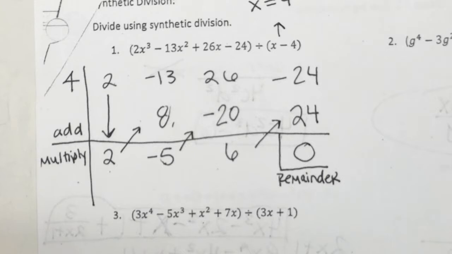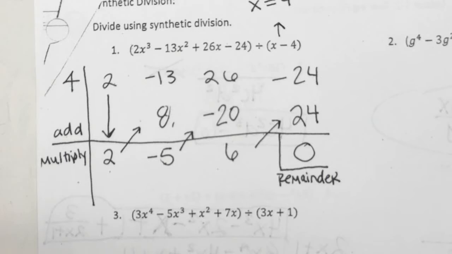So I'm going to go over the pattern with you one more time because I know when you write, you're not really comprehending. You always start by bringing the 2 down, multiply 4 times 2 to get 8, add to get negative 5, 4 times negative 5 to get negative 20, add, 4 times 6, 24, add.